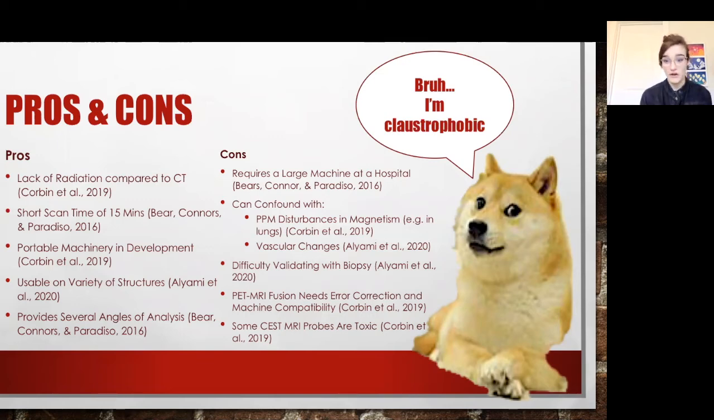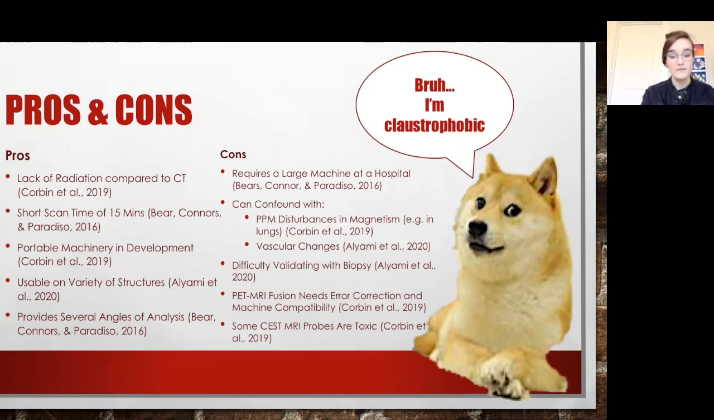However, we do have some cons. As of right now, the portable machinery is not usable, so it requires a large machine in a hospital that my personal experience would describe as claustrophobic. It can also be confounded by other anatomical issues, such as parts per million disturbances in magnetism. For example, there are fluctuations in the lungs that can mess with the measurement, and vascular changes, like mirrors, that can mess with the measurement.